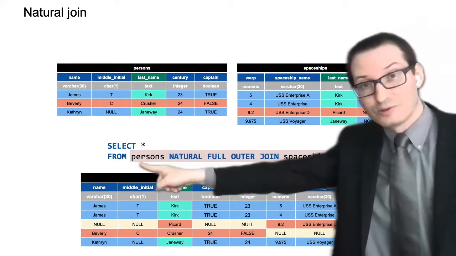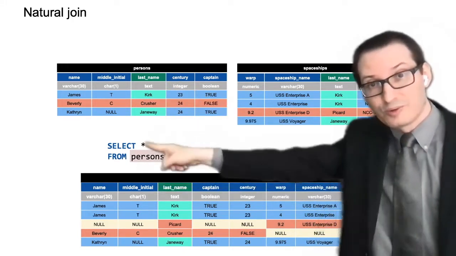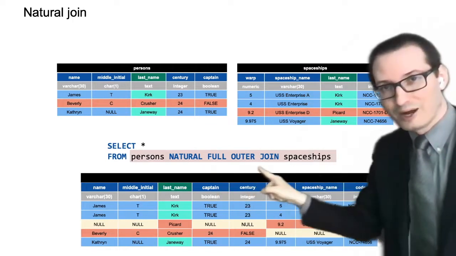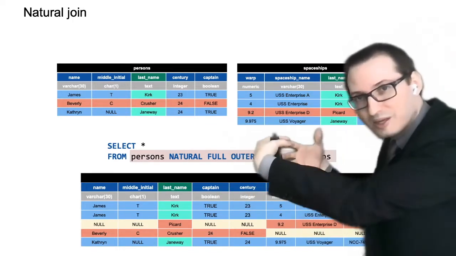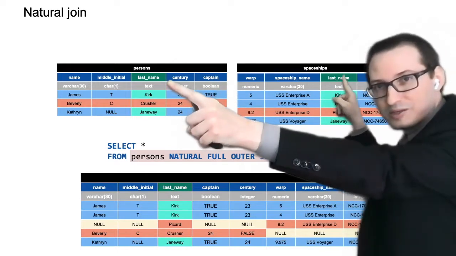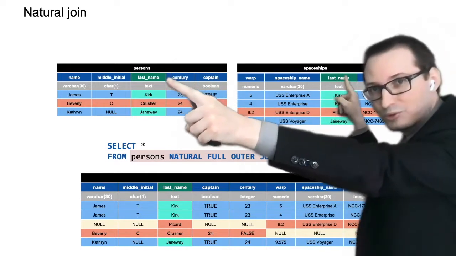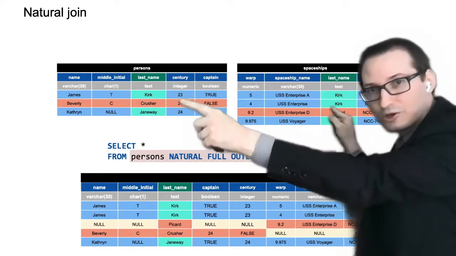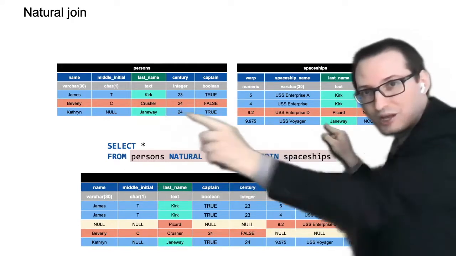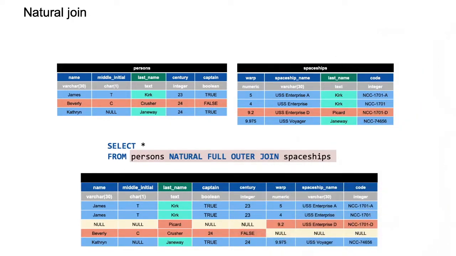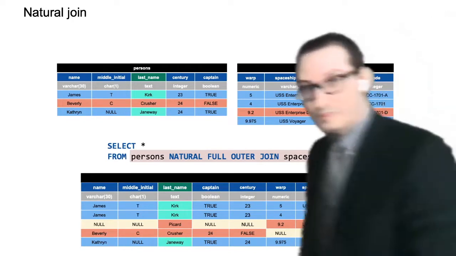It's even easier: you just say natural join, natural full outer join, if you want the null there. Spaceship. So look, persons, that's this table right there. Spaceships, it's this table right there. And we do a natural full outer join. We basically put this table together and it's going to connect last name. You see, it's exactly the same name right there for the attributes. So it's just going to match everything that matches: Kirk with Kirk, Kirk with Kirk, Janeway with Janeway, this with nothing, and this with nothing.